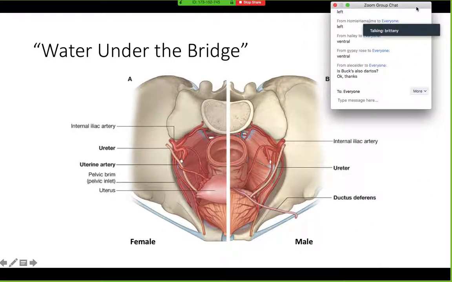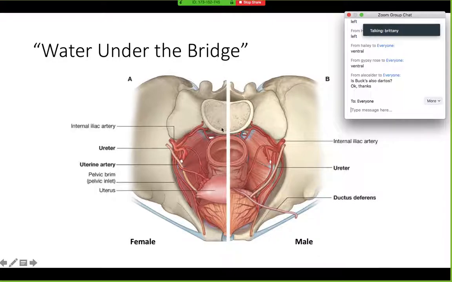Okay, again, water under the bridge. I put this in here again because we talked about water under the bridge in reference to the female, and I think this is the way you're most likely to be asked about it, in context of the female anatomy, because the ureter is often injured during hysterectomy. But this relationship also exists in the male, where the ureter passes underneath the ductus deferens. But they're going to tag it in the female, most likely.